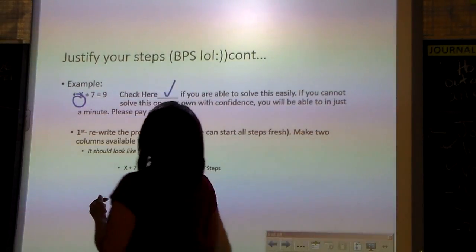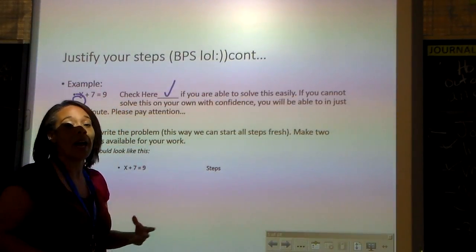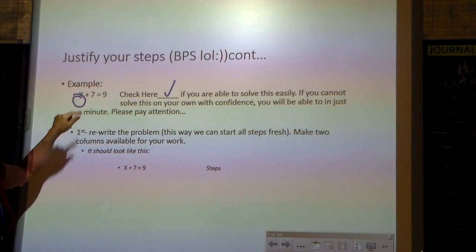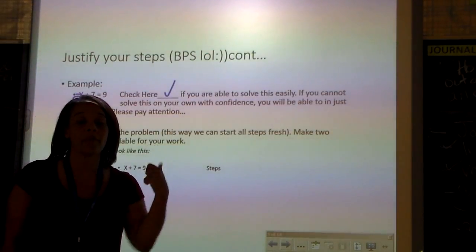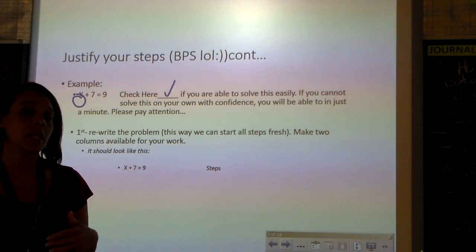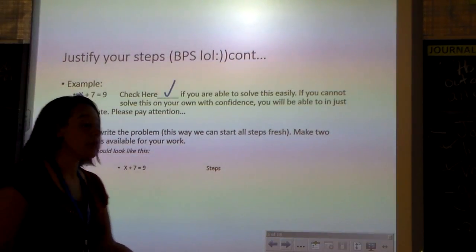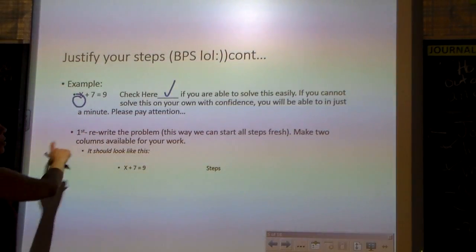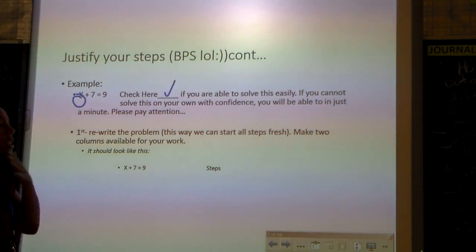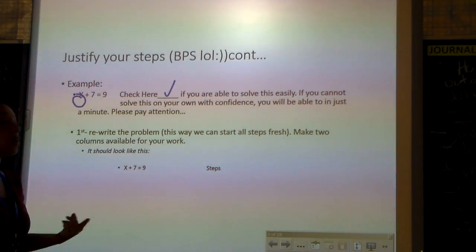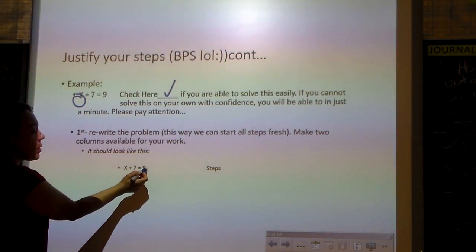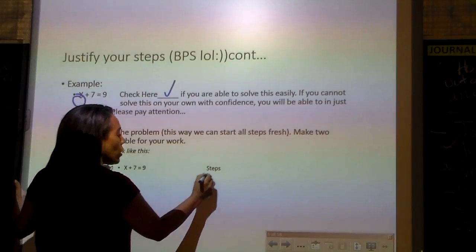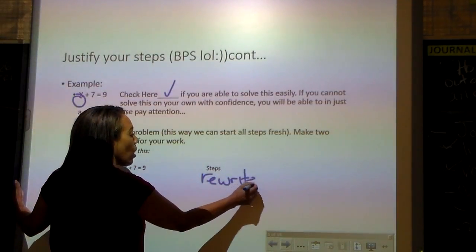So I would put a check mark there that I don't have to do a bunch of algebra to know my answer is 2. However, we do have to walk through the steps using the simple problem first so that you can fully understand the steps on a hard problem. So what I do first is I rewrite the problem. This way we can start fresh, and that's always step number 1: rewrite the problem. So I rewrote x plus 7 equals 9. And the step was rewrite the problem.